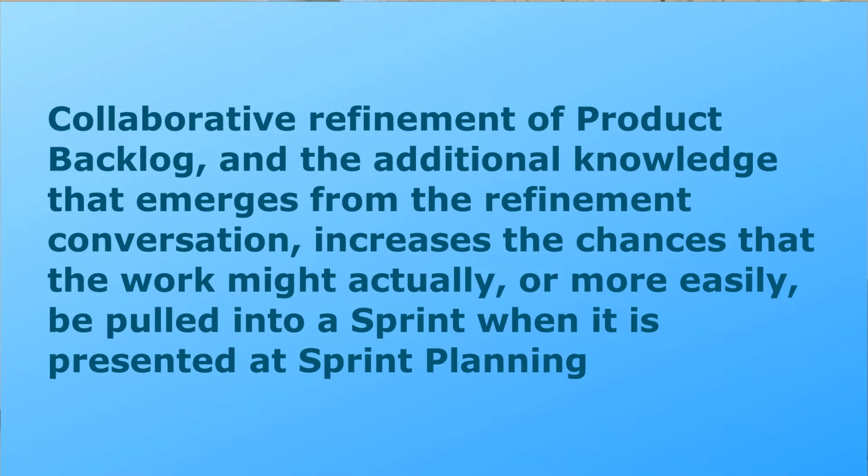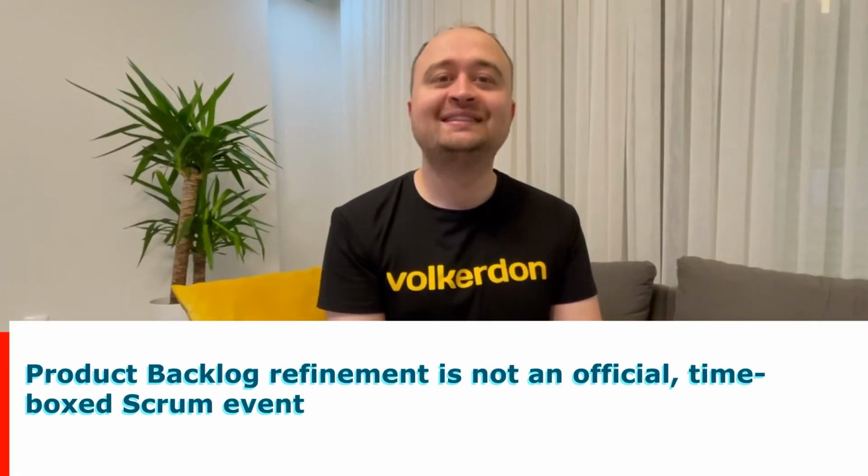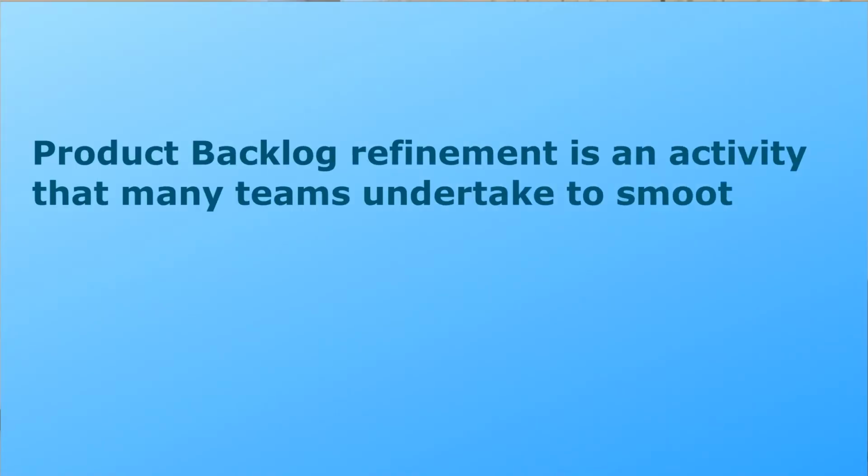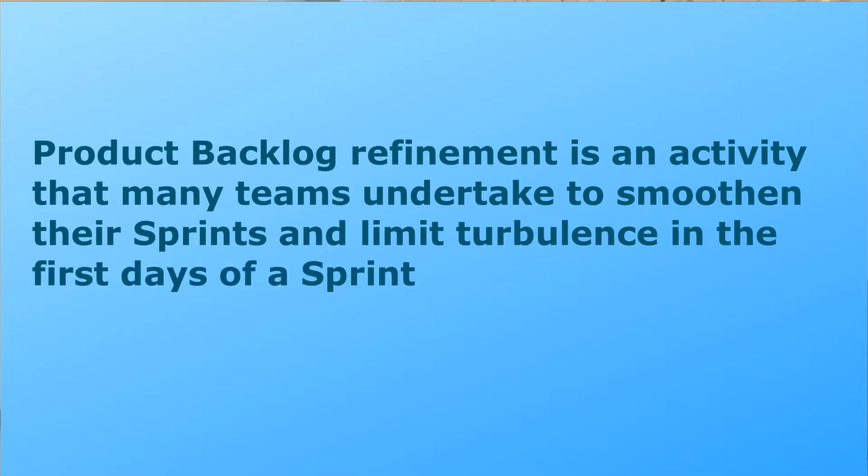Collaborative refinement of product backlog and the additional knowledge that emerges from the refinement conversation increases the chances that the work might actually or more easily be pulled into a sprint when it is presented at sprint planning. Product backlog refinement is not an official time-box Scrum event. Product backlog refinement is an activity that many teams undertake to smoothen their sprints and limit turbulence in the first days of sprint. Product backlog refinement is a great activity within a sprint, a good tactic to collaboratively manage product backlog. Some can do without, however.